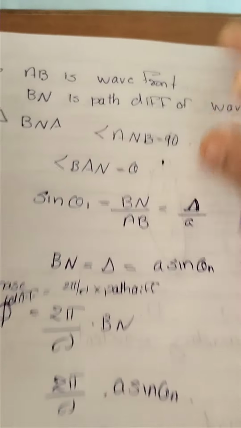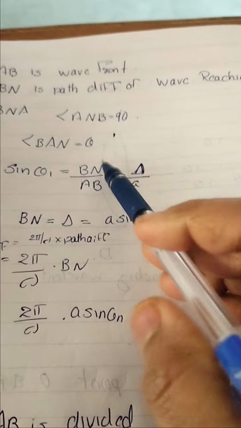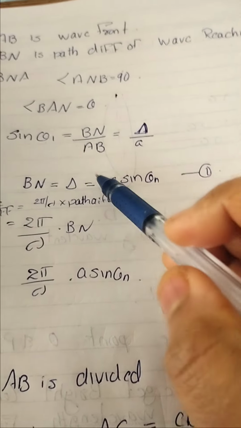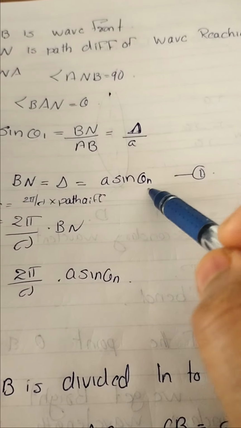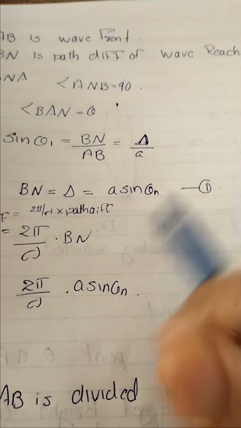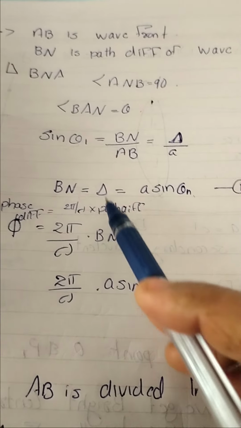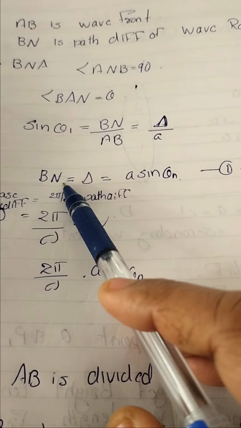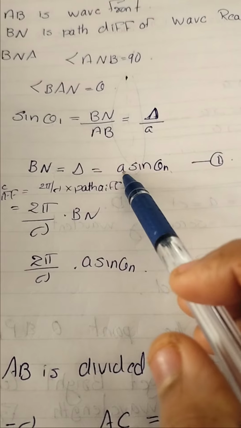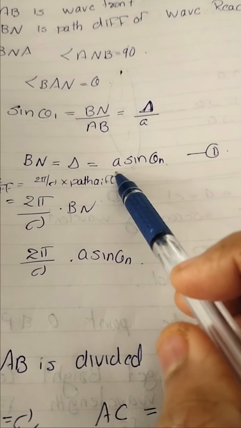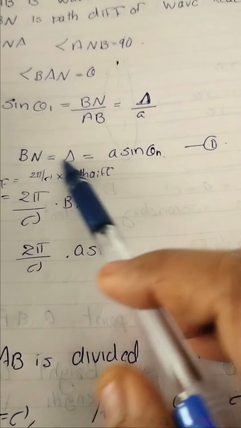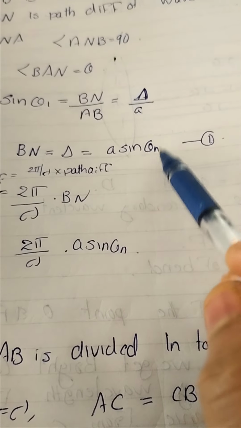So BN equals AB sine theta. BN means the path difference. Path difference equals AB sine theta, and AB is the slit width A. So BN equals A sine theta.